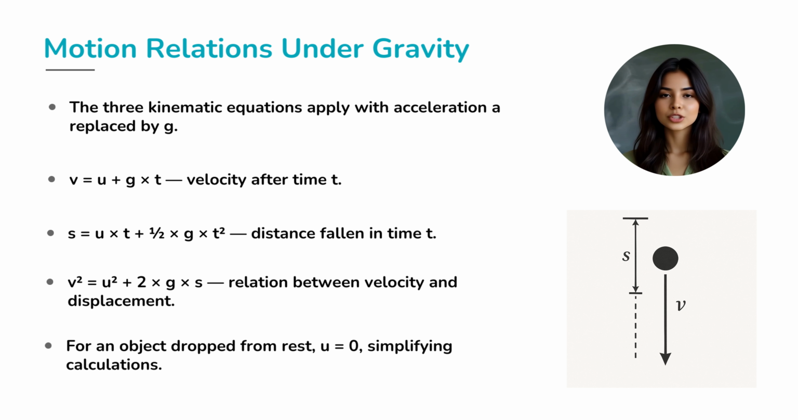If the object starts from rest, u becomes 0, which makes the math super easy. So basically, if you know any two of these, time, velocity, or height, you can find the third. Gravity's equations are simple, elegant, and always dependable, just like your favorite science teacher.